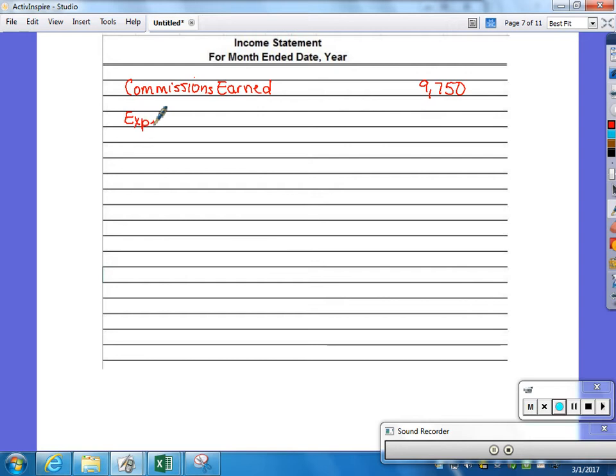Expenses. What are the expenses we need to list? Insurance expense, rent expense, security expense. Start listing them in the same way we've been listing them. Oh, okay. So depreciation expense, which is how much? 500. Salaries expense. 3,620. Thank you.